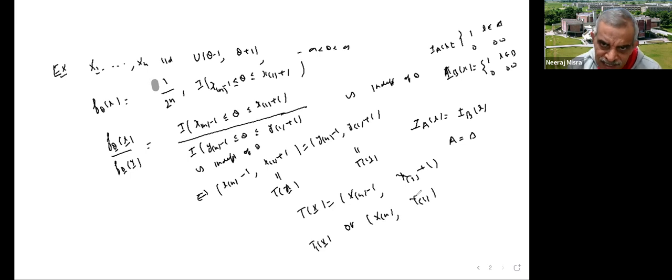So in this case, sorry, T(x) is x_n and x_1, right? So now you know how to show that a given statistic is sufficient, and when it is minimal sufficient. Any doubt in whatever I explained today?